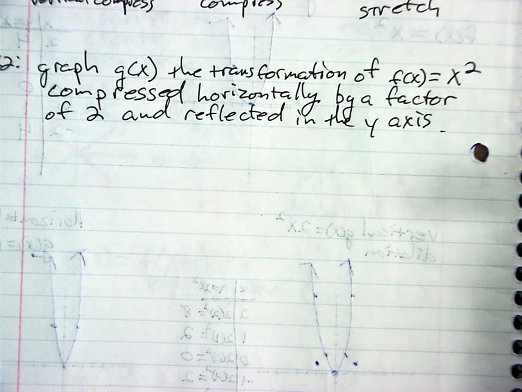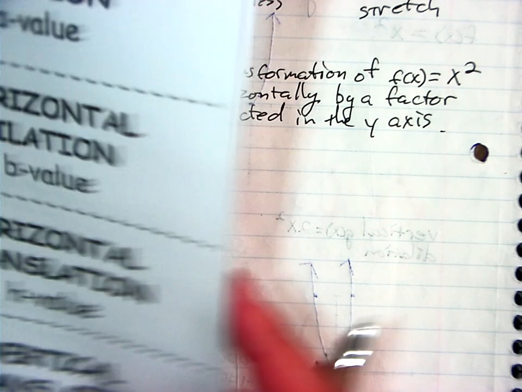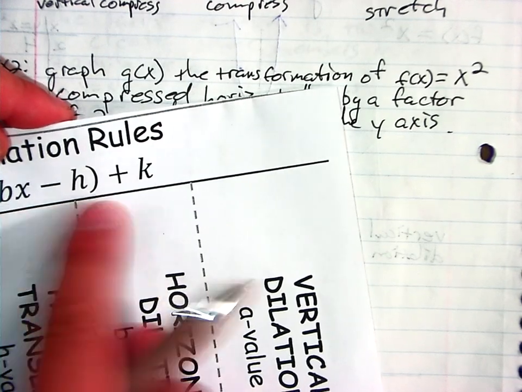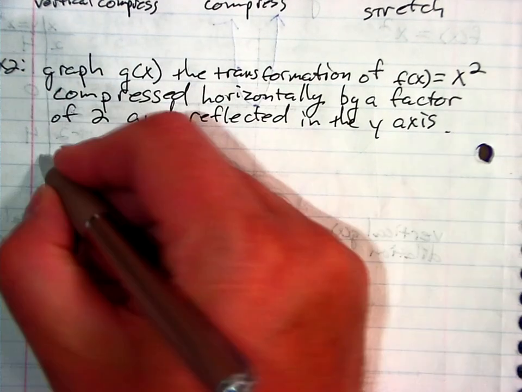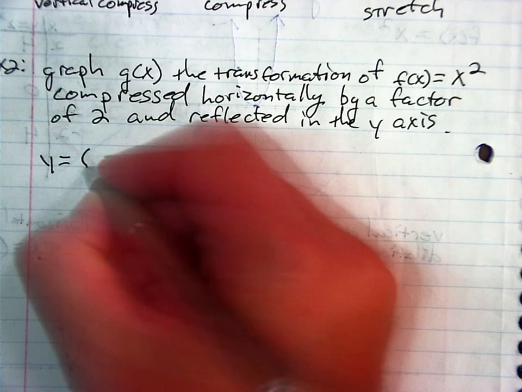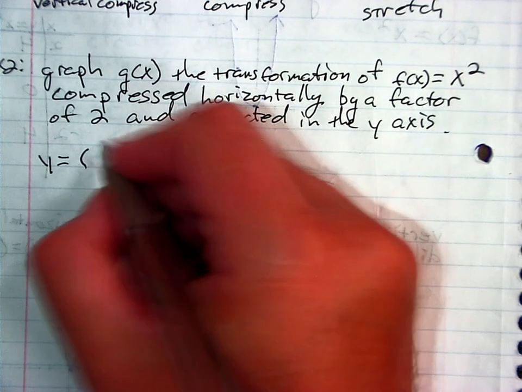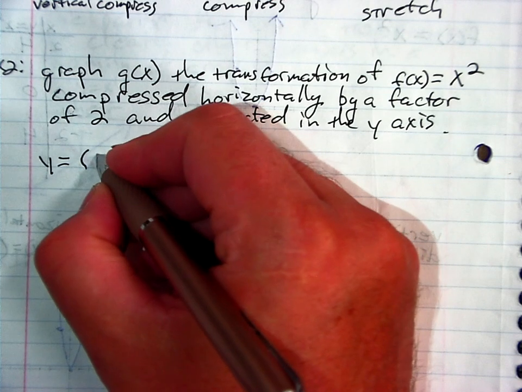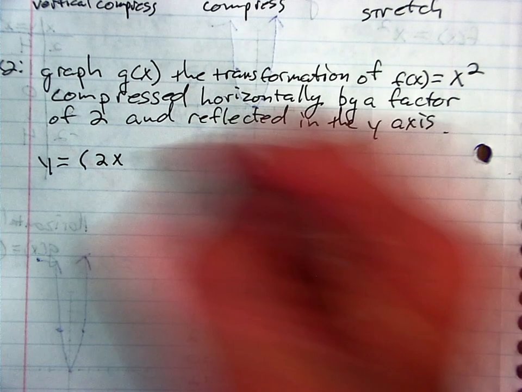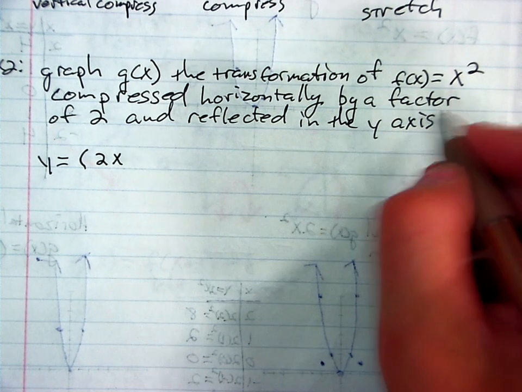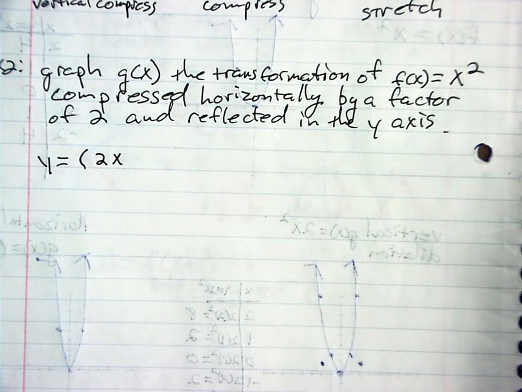All right, let's try and break this down. Graph g of x, the transformation of f of x. F of x is x squared. It's compressed horizontally. So compressed horizontally means it's going to affect our b term. So it's going to be in our parentheses. So y equals parentheses, compressed horizontally. So that's going to be 2x by a factor of 2 and reflected in the y-axis.